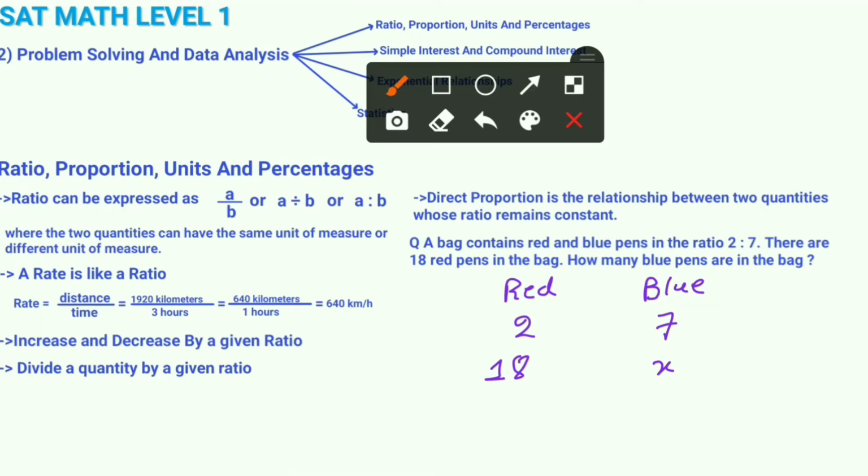Okay, so we're going to cross multiply. 2x is equal to 18 multiplied by 7, and then x is equal to, using a calculator, 63. Okay, this is how you do the question, and this question is an example of a direct proportion relationship.